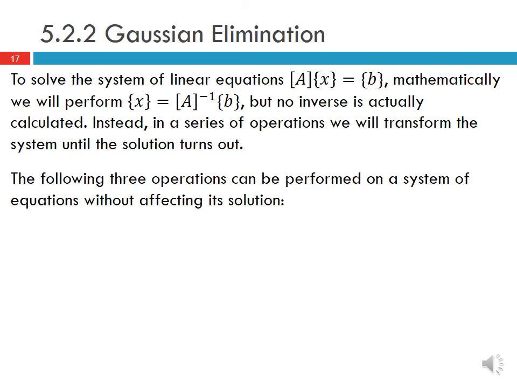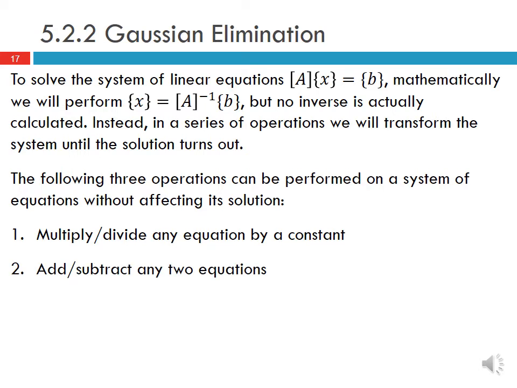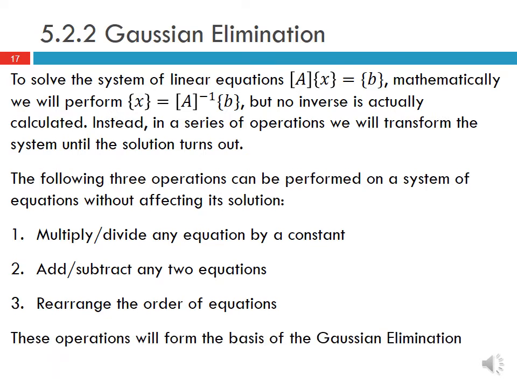So the following 3 operations can be performed on a system of equations without affecting its solution. We can multiply or divide any equation by a constant. We can add or subtract any 2 equations. And we can rearrange the order of equations. So doing any of these things will not affect our system, and these operations will form the basis of our Gaussian elimination methods.